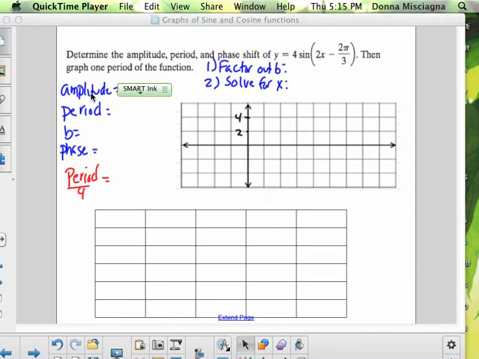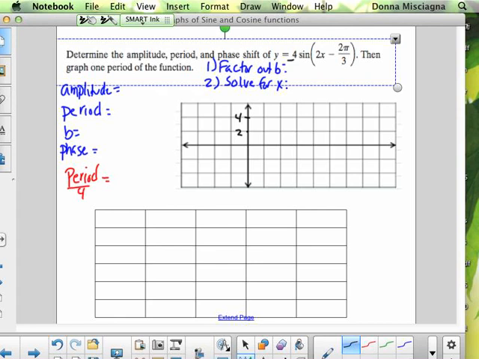So we are going to graph one period, and we're going to identify all of these important things here. We have the graph of y equals 4 sine, 2x minus 2 pi thirds, all in parentheses. We want to first find the amplitude, the period, and the phase shift, fill out our table, and then we'll graph. Amplitude is the coefficient in front of sine, and it's actually the absolute value of that coefficient. But if it's positive, it's the exact same value. So the amplitude is 4.